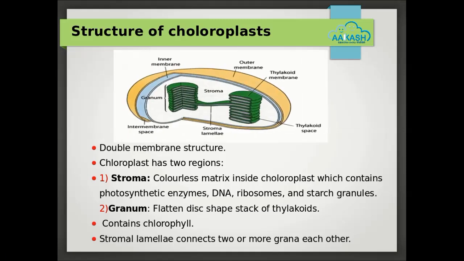Structure of chloroplasts. The chloroplast has a double membrane structure with an outer and inner membrane. It also has one more inner layer called the thylakoid membrane, which forms flattened discs called thylakoids, and its stacks are called grana. Grana are interconnected by stromal lamellae. Photosynthesis takes place inside the thylakoid membranes containing chlorophyll. In the presence of sunlight, through the process of photosynthesis, it converts carbon dioxide into organic compounds and releases oxygen.